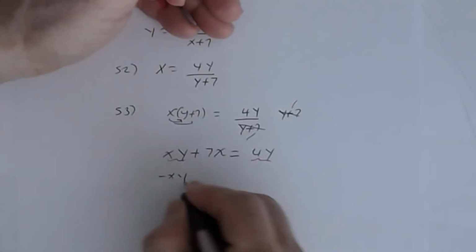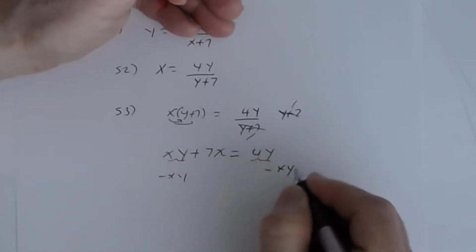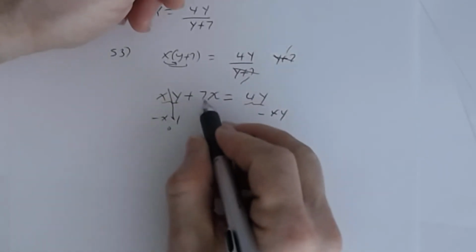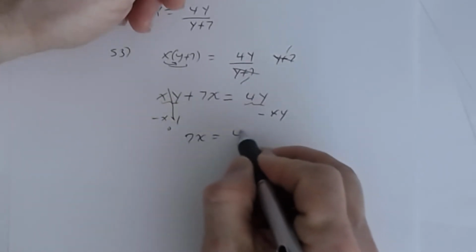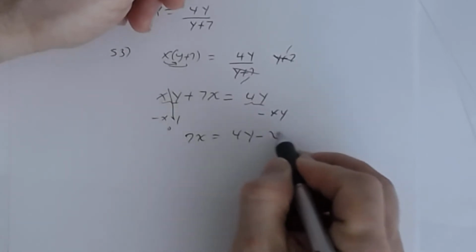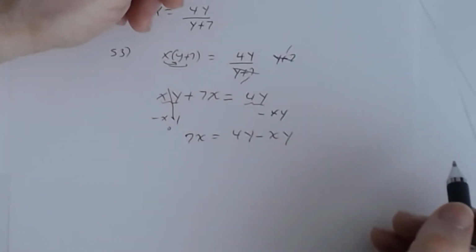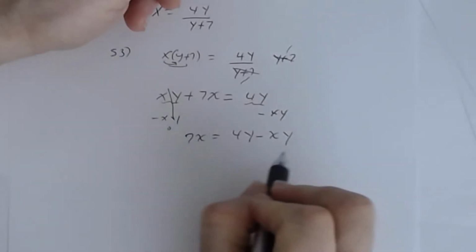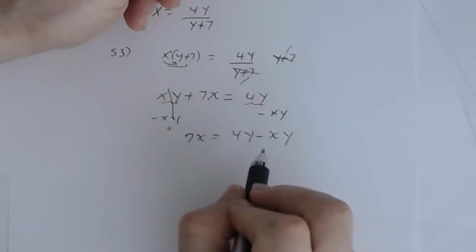I'm going to subtract xy from both sides, just like this. And so these add up to be 0. So I get 7x equal 4y minus xy. Now, let's see if you remember how to deal with something like this. Remember, you got to solve for y, right?